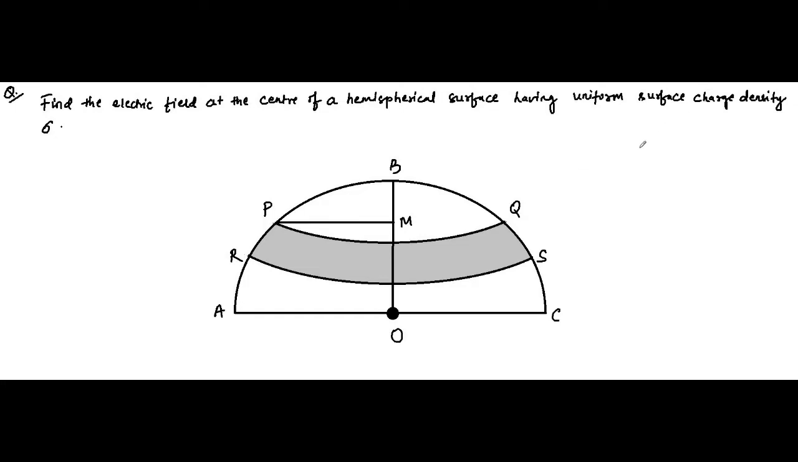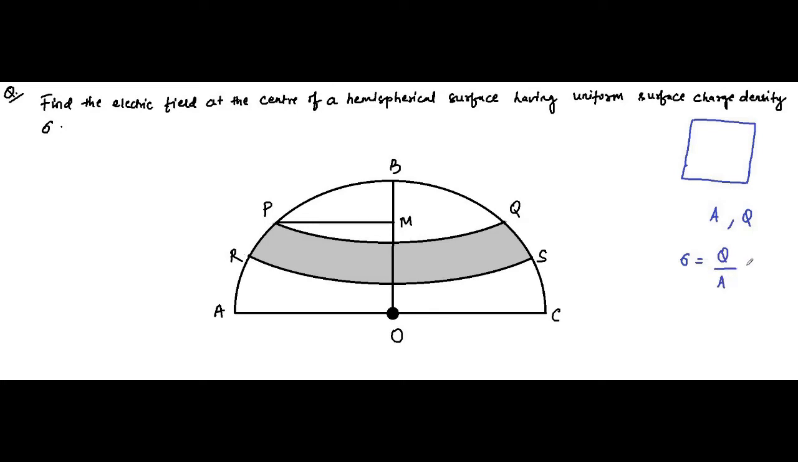So what is surface charge density? Suppose we have a surface, let's say of this kind. We have been given that the total area of this surface is A and the total charge that is distributed uniformly over this area is Q.